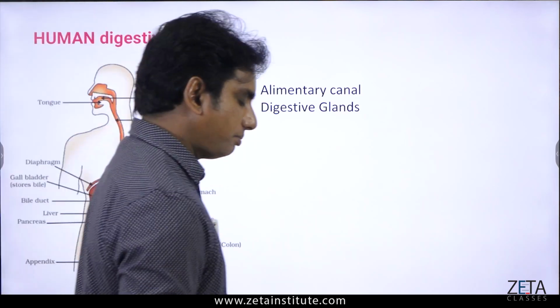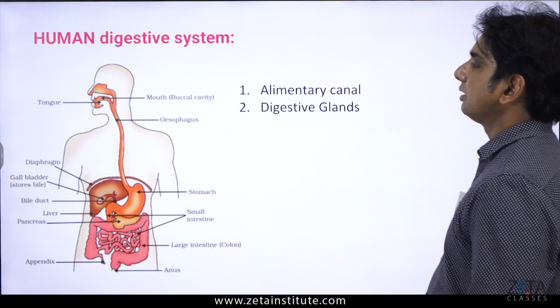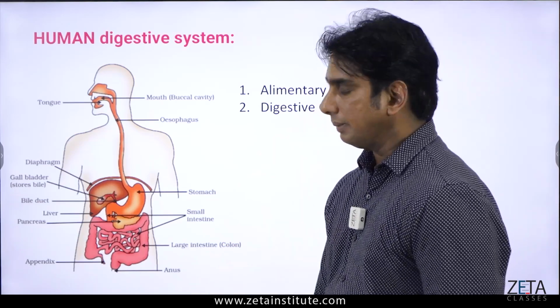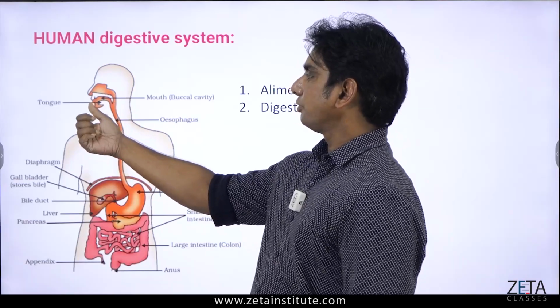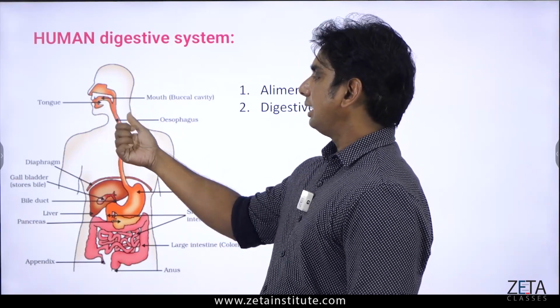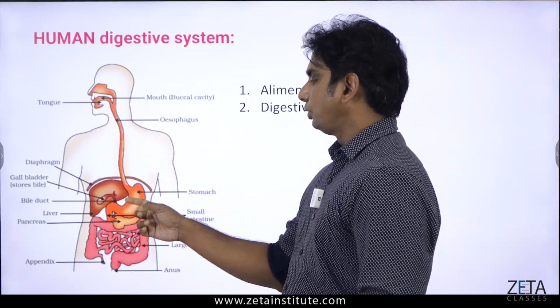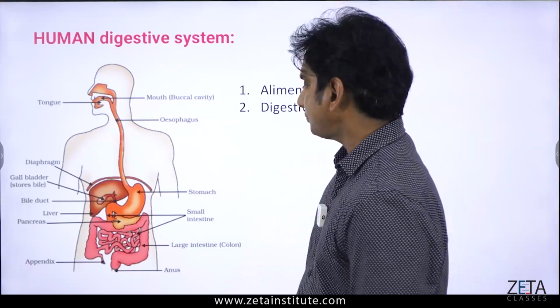Human digestive system, all of you know how it is arranged. It consists of the entire alimentary canal and the digestive glands. The alimentary canal starts with the mouth or buccal cavity. The food that is eaten, chewed and swallowed in the buccal cavity goes down to the esophagus, or food pipe. From the food pipe, it goes to the stomach. Inside the stomach, the first step happens, digestion.